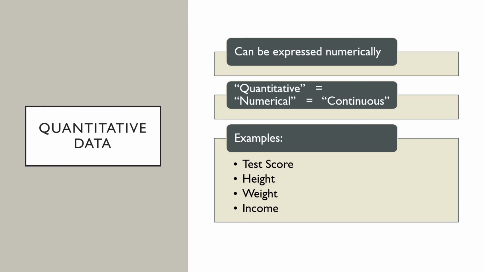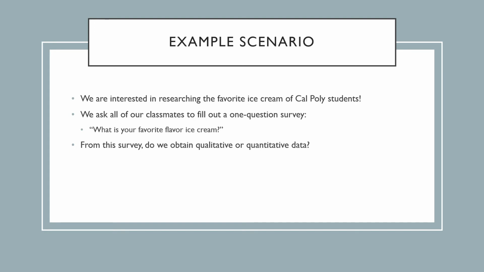Some examples of some quantitative data would be like test score. You can score between maybe 0 and 100 or 0 and 80 or something like that. And that would be expressed as a number, not as just some kind of category. Same with height or weight or income. These are all things that can be expressed numerically. Thus, they would be recorded as quantitative data.